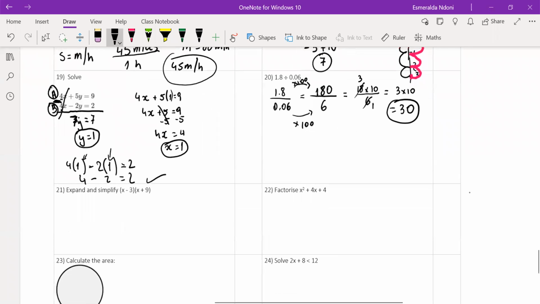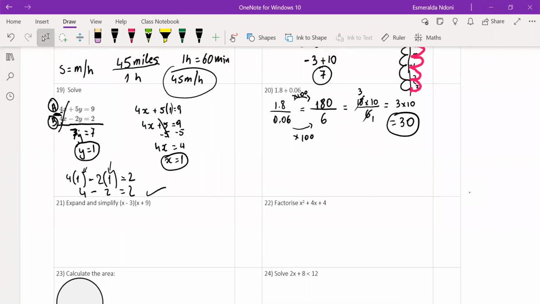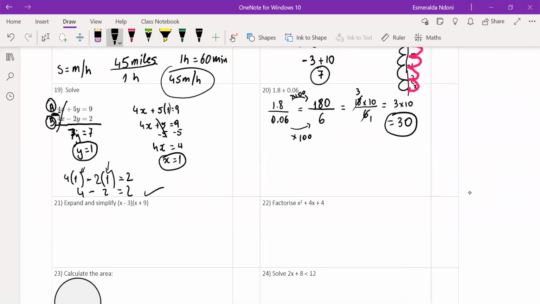We have an expand and simplify on number 21. So we're going to go x times x, x squared, x times positive 9, positive 9x. Then we have negative 3 times x, negative 3x, negative 3 times positive 9, negative 27. Well, I've done the expanding. Now I need to do the simplifying.